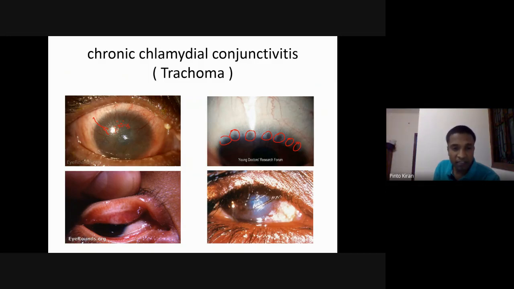Once you evert the upper eyelid, you can make out a white horizontal line, that is nothing but Arlt's line. You should remember this. Again, this is because of the fibrosis, scarring. Here you can make out there is an inturning of the eyelashes and there is corneal opacity.